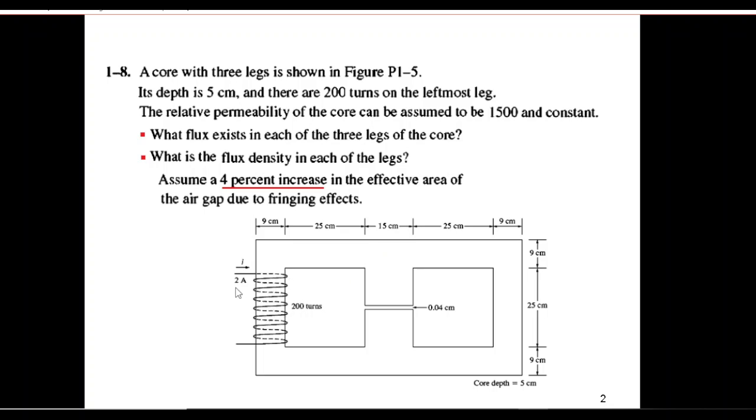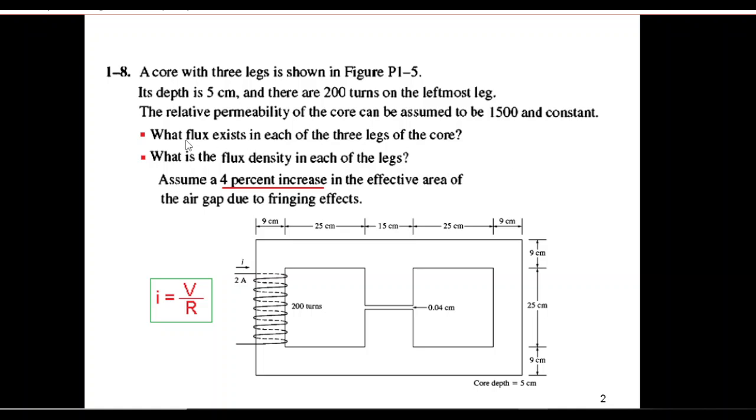And remember the current is also given, so 2 ampere current is flowing. The relative permeability of the core, which we denote by mu r, can be assumed to be 1500 and it will not vary. Question number one, what flux exists in each of the three legs of the core? Question number two, what is the flux density in each leg? And then it is saying that assume a 4% increase in effective area of the air gap due to fringing. So we'll discuss this as we proceed.